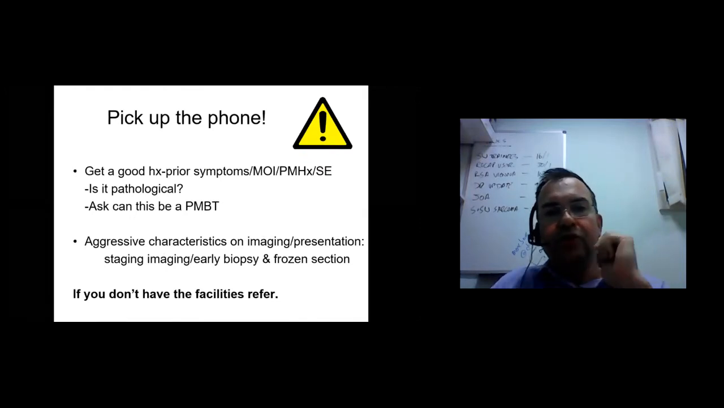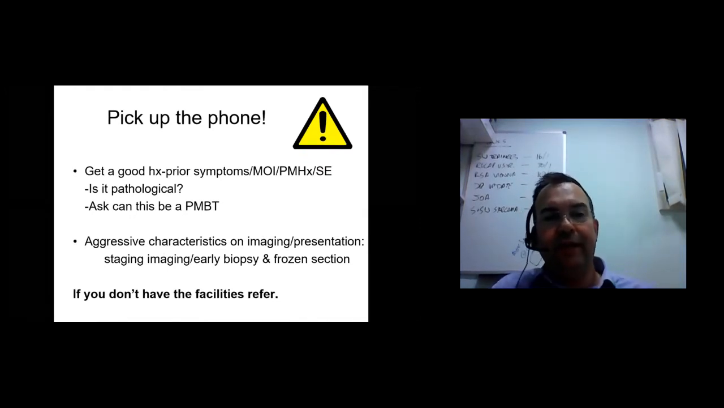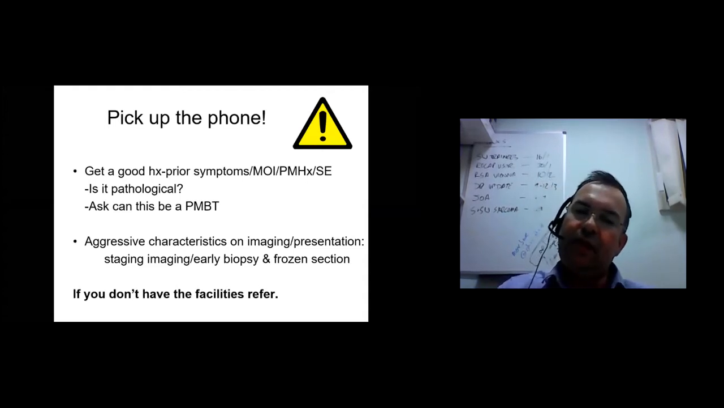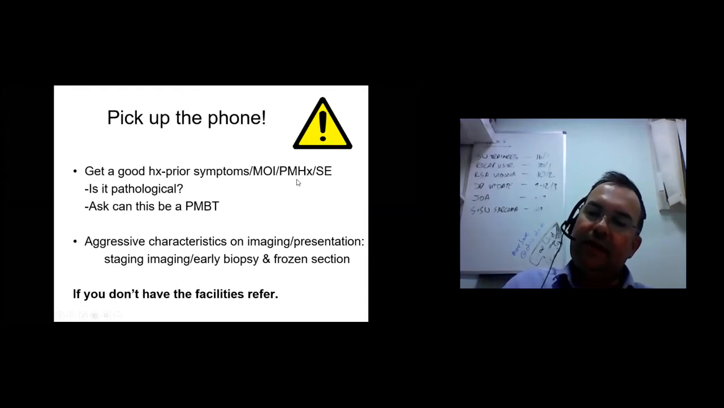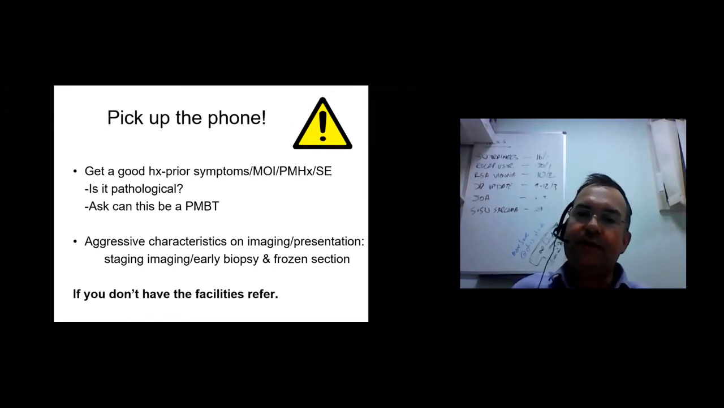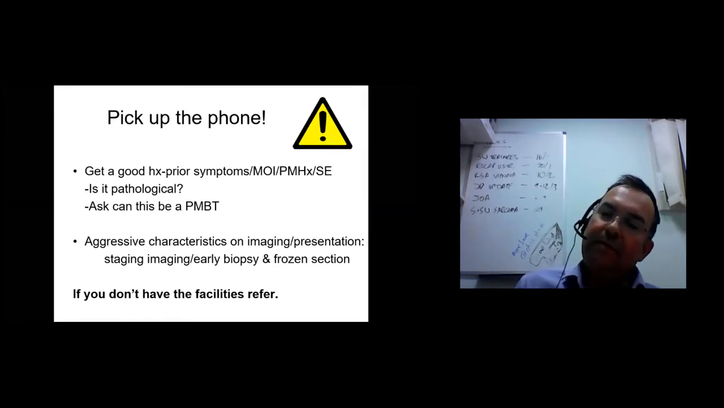So if you're not sure, pick up the phone. Get a good history. Think about any prior symptoms. What was the mechanism of injury? Is there any relevant past medical history? What do we mean by that? Well, we mean things like, is there a systemic history of breast cancer, for example, or another malignancy that could have metastasized? Are there any systemic effects from the treatment, such as night sweats or weight loss? Could this be pathological? Could this be a primary metastatic bone tumor? And are there aggressive characteristics on the imaging or presentations?